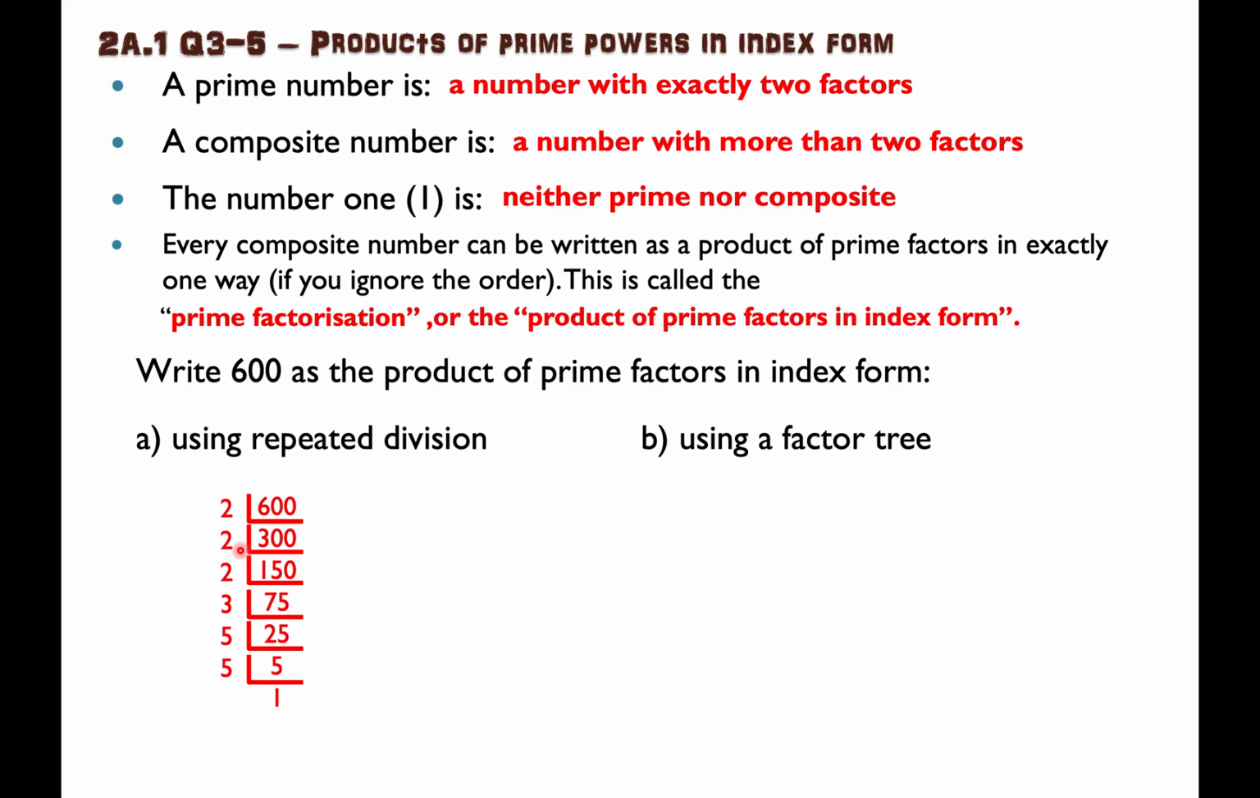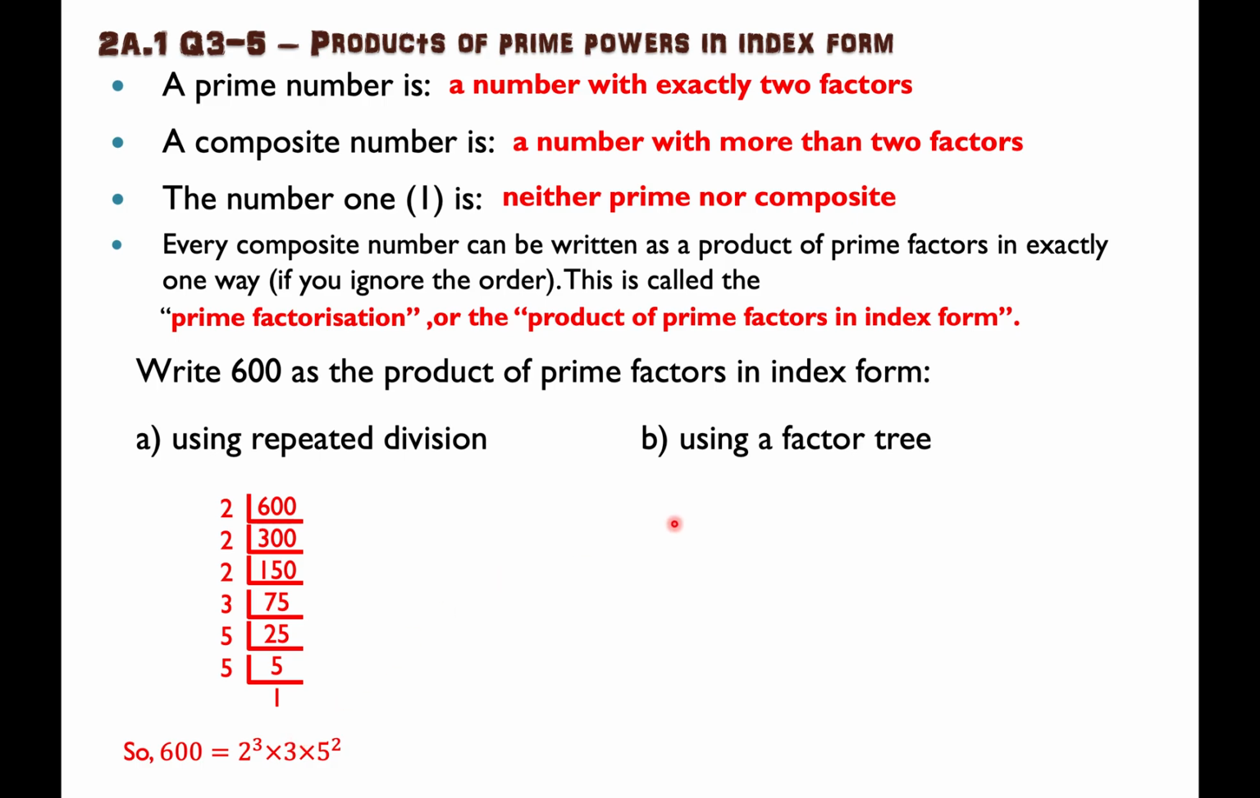Okay, now we can see that 600 is 2 times 2 times 2 times 3 times 5 times 5. We will write this in index form. 2 cubed, that's 2 times 2 times 2, times 3 times 5 squared. So you can count how many times it appears, and if it appears once, don't write the 1 there, you can just leave it off.